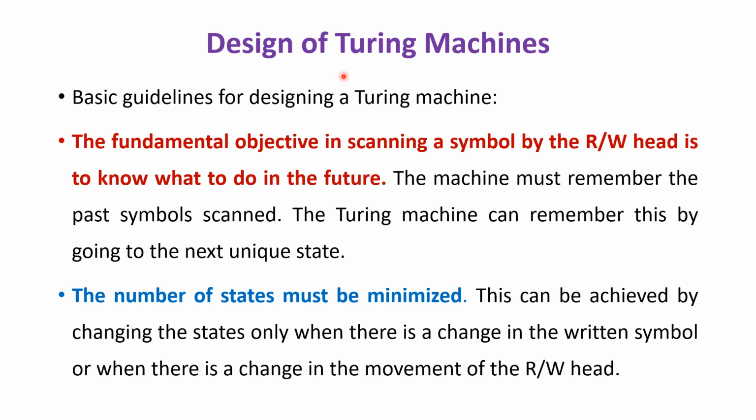Before designing a Turing machine for a given language, let us go through the basic guidelines. The fundamental objective in scanning a symbol by the read-write head is to know what to do in the future. The machine must remember the past symbols scanned. The Turing machine can remember this by going to the next unique state. The number of states must be minimized. This can be achieved by changing the states only when there is a change in the written symbol or when there is a change in the movement of the read-write head.